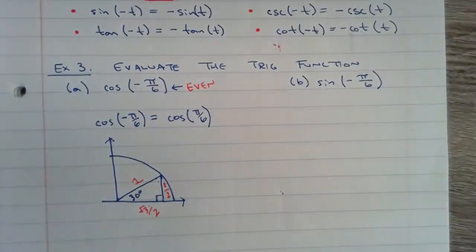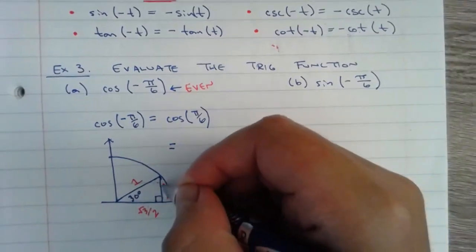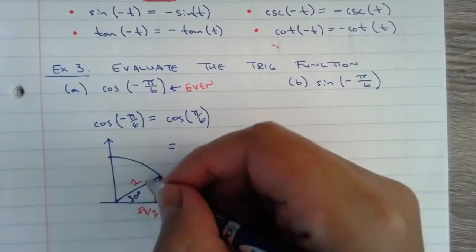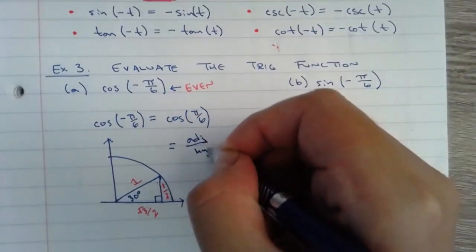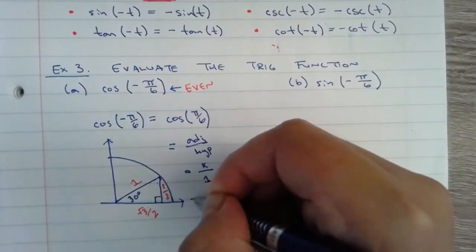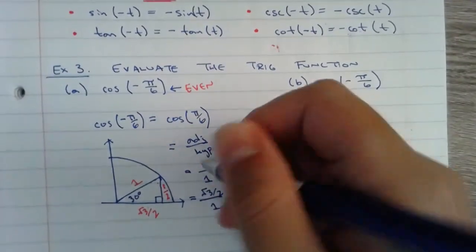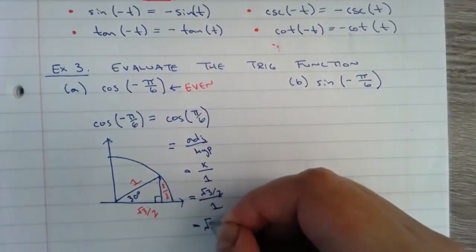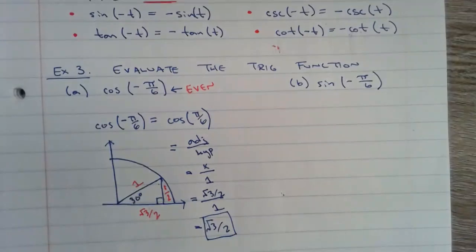Okay? Now we go from there. Remember, this right here is your adjacent over your hypotenuse. So adjacent over hypotenuse, which is the same thing as your x over 1. Which again, what's your x? That's square root of 3 over 2. All over 1, which again gives you the answer, square root of 3 over 2. And that's your answer. Okay, so square root of 3 over 2. And that's how you do it.